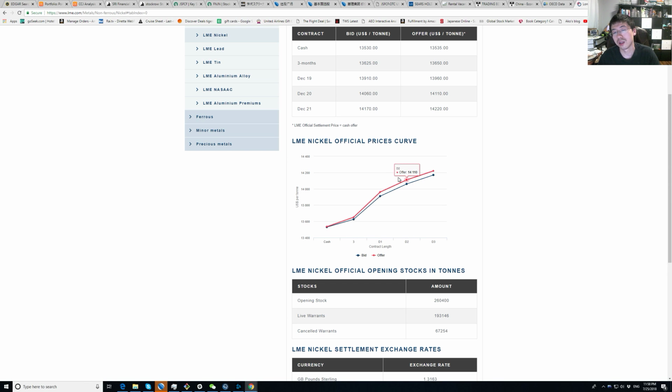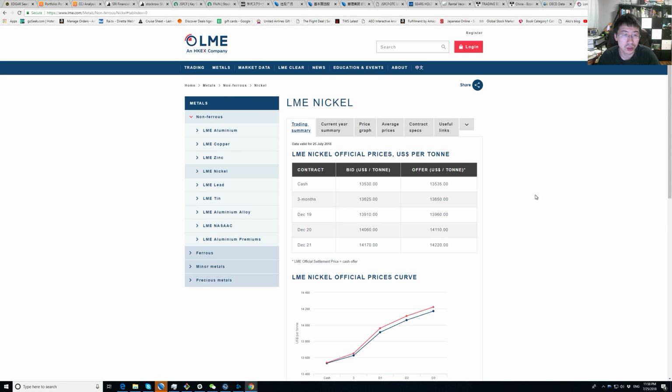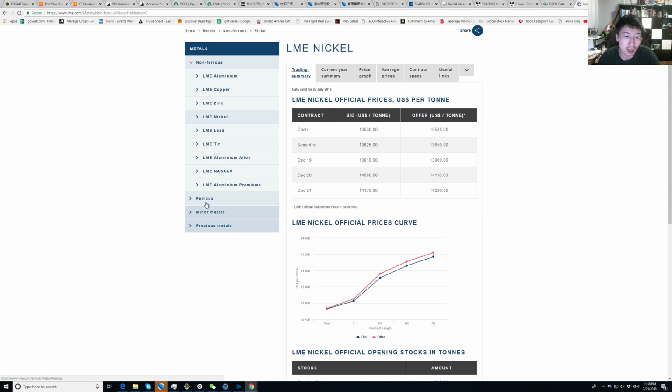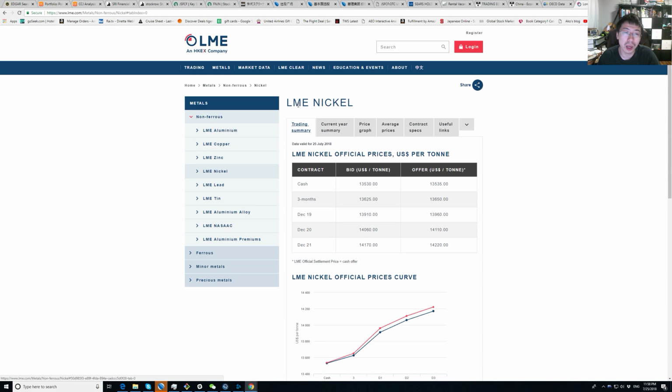The other thing is the price curve. Different things have different price curves. The current month has a particular price, basically cash, and then going further out in the dates, they have different prices. This tells you how tight or loose the supply is. Oh, by the way, LME is London Metal Exchange.